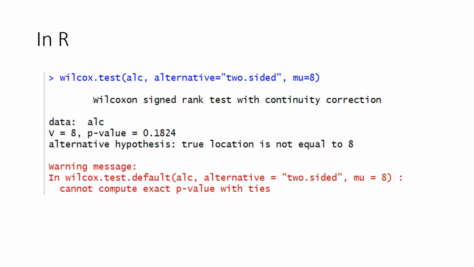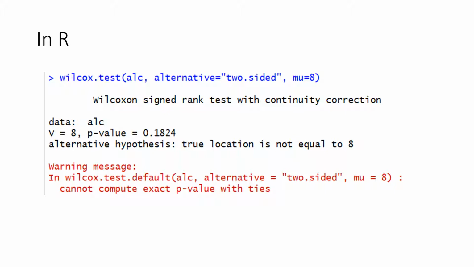To implement the signed rank test in R, we use a function called wilcox.test. Here my variable name is ALC. The alternative that I'm interested in is two-sided because my alternative was looking for a two-sided test, and my hypothesized value is being specified by mu is 8. When I use this test, it calculates the test statistic, which it calls V instead of T, and the p-value 0.1824. And it tells me what my alternative hypothesis is.